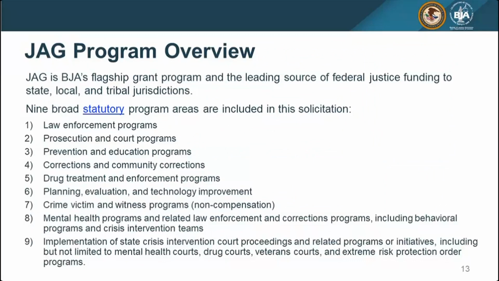JAG is actually the leading source of federal justice funding to state, local, and tribal jurisdictions. And essentially, anything you fund under JAG has to tie to one of these 9 program areas. There are 9. Back in 2022, a 9th program area was added as part of the Bipartisan Safer Communities Act. We added SKIP, the 9th purpose area, and about 5 years ago, we added mental health programs as well for an 8th program area. But essentially, you have to have a nexus to one of these 9 program areas in order for your program to be allowable. But as you can see, there's a very broad scope for any program that you would like to fund under JAG.